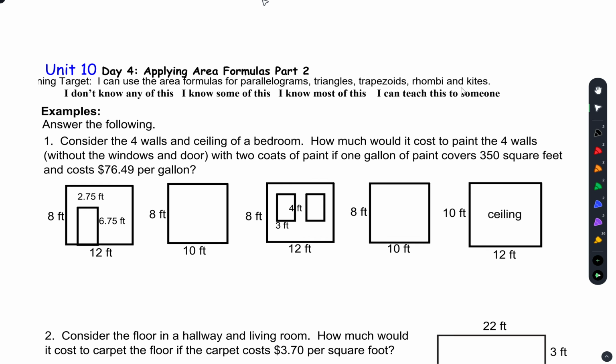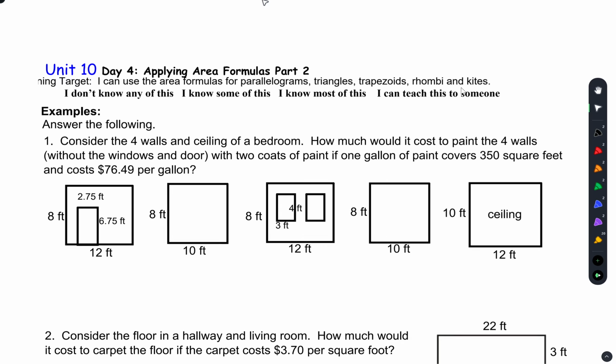Number 1 is probably the most similar to what we're going to see on a test or a quiz. We're talking about just painting some walls. So we're considering the 4 walls and ceiling of a bedroom. We want to know how much would it cost to paint the 4 walls without the windows and doors with 2 coats of paint if 1 gallon of paint covers 350 square feet and costs $76.49 per gallon. So basically, we're figuring out how many gallons of paint do we need to buy, and then how much is that going to cost us.